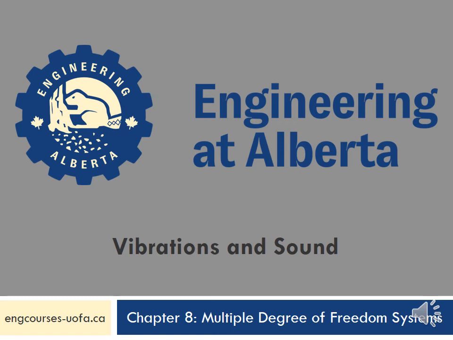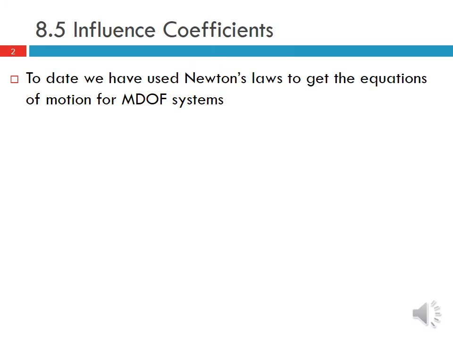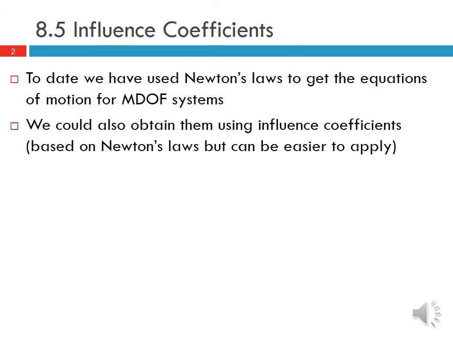In this video, we're continuing our discussion of multiple degree of freedom systems. Here we're going to discuss influence coefficients. So to date, we have used Newton's laws to get the equations of motion for multiple degree of freedom systems. We could also obtain them using influence coefficients, which are based on Newton's laws but can be easier to apply.